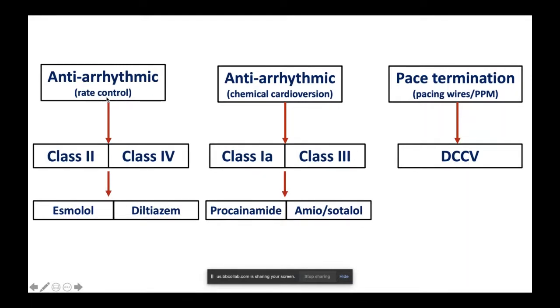So rate control is usually accomplished by either calcium channel blockers or beta blockers. Chemical cardioversion is usually accomplished by IV drugs such as procainamide, amiodarone, or sotalol. And then again, if you have pacing wires, usually these patients post-op have pacing wires, you can use that to pace terminate the tachycardia. And again, if the patient's unstable or if none of this is working, just go ahead and synchronize cardiovert this patient, and that will be successful.